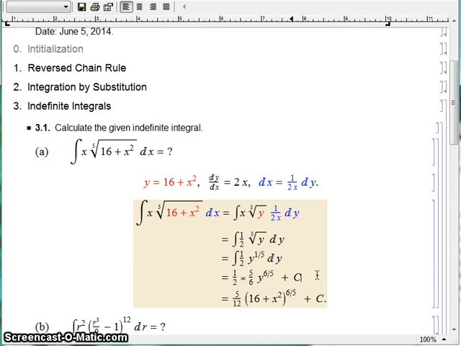However, you cannot stop here, because even though this is a correct antiderivative, the original problem was written in terms of x, not y. So the third substitution: y is again equal to 16 plus x squared. Replace that. And then we have the final answer. Of course, I'll leave it as an exercise whether the derivative of this really is equal to that. You can do that by brute force computation. Of course, it'll require the chain rule.